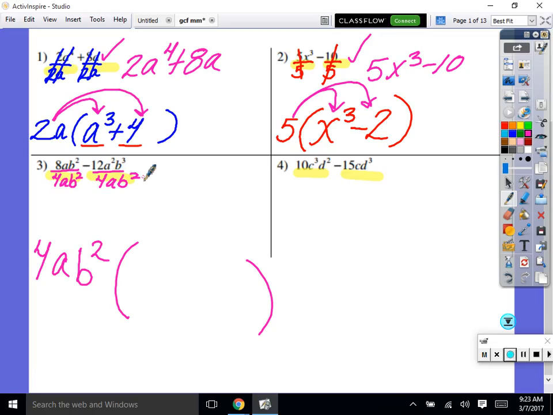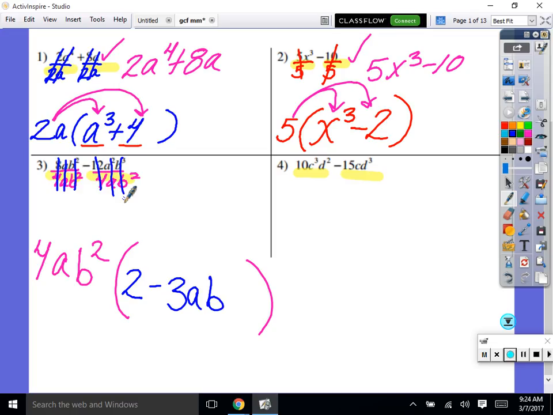So 8 divided by 4 is 2. So we have a 2 in our first term. a and a divide out completely. b squared and b squared divide out completely. So everybody seeing? Okay. Then negative 12 divided by 4 is negative 3. Then a squared over a, isn't that an a? Like 2 a's on top, 1 a on bottom. And then 3 b's on top, 1 b on bottom would leave me with just a b. And we're done. That easy. Look in your parentheses, there was nothing more we could have factored out, so we've done it correctly.